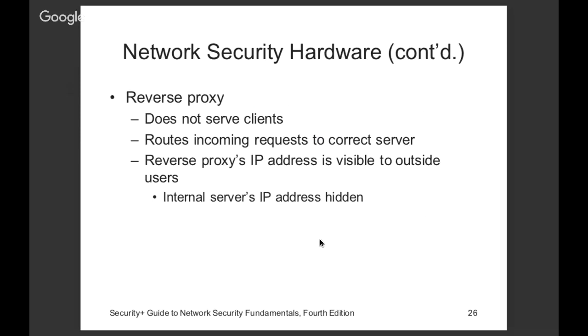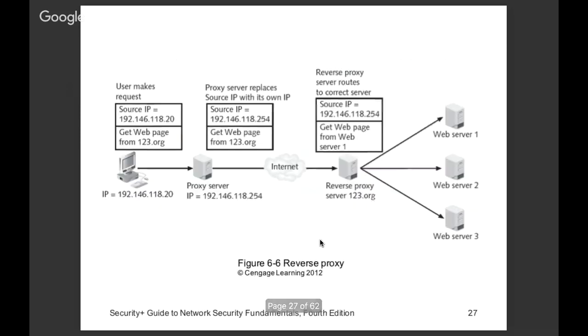Internal server's IP address would be hidden. So here's an example of what I just talked about earlier on being hidden. On the left side you have some internal IP addresses, 192.146.118.20. It goes to a web page called 123.org. Notice it goes through the proxy. Notice what IP address it gives it. It's changed. It's a different IP address.